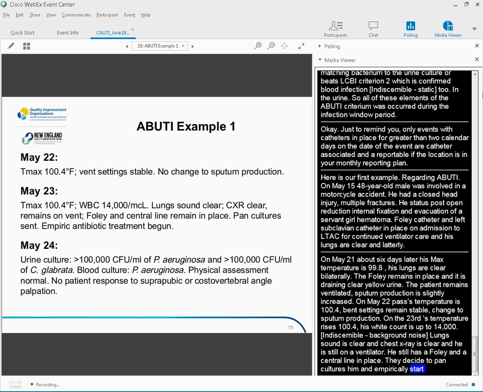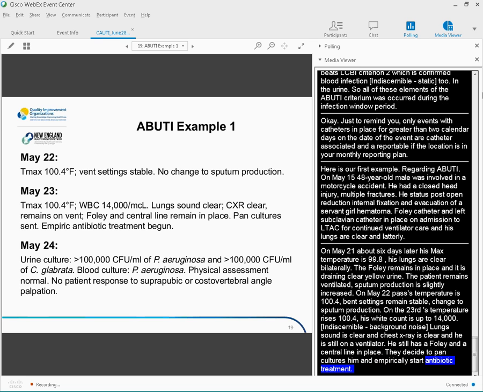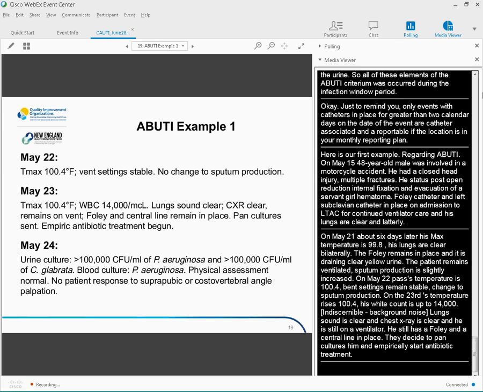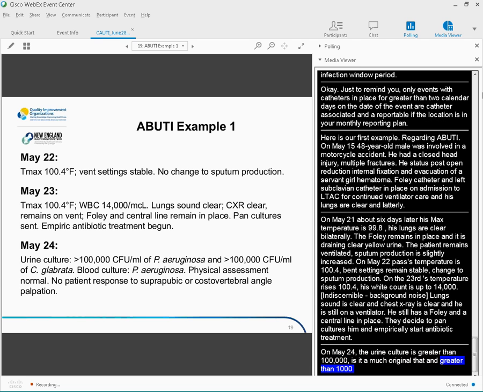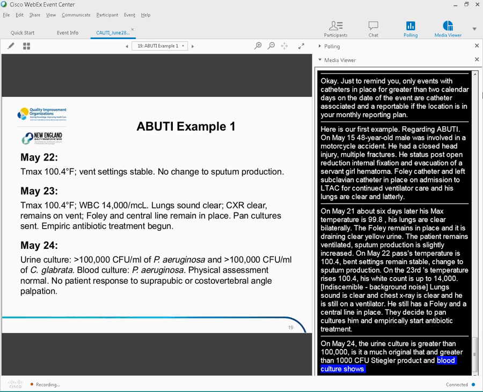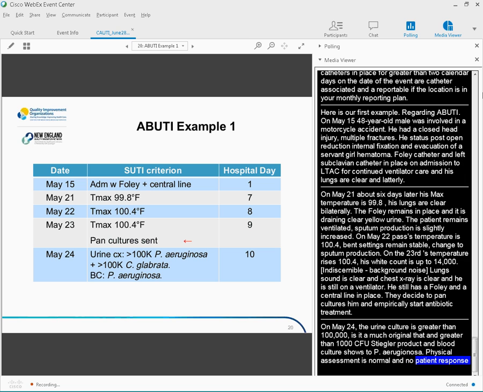On May 24th, the urine culture is greater than 100,000 of Pseudomonas aeruginosa and greater than 1,000 of Candida glabrata. Blood culture shows Pseudomonas aeruginosa. His physical assessment is normal, and no patient response to suprapubic or costovertebral angle palpation.